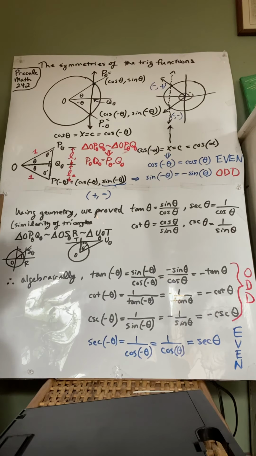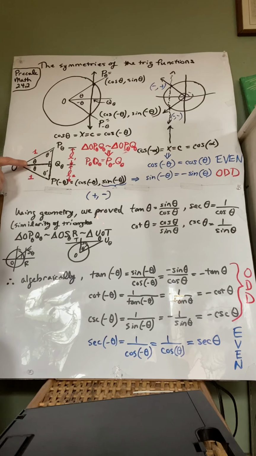We have, by the symmetry and the similarity of these two triangles, O P theta Q theta is similar to O P negative theta Q theta, right? So the magnitudes of both angles are theta. I'm drawing these as angles in geometry. So that's a positive angle, and so is that.